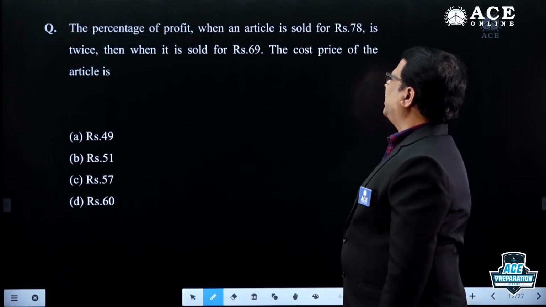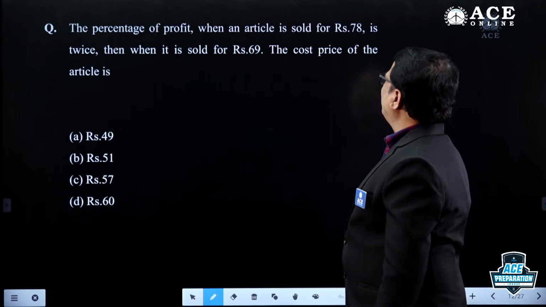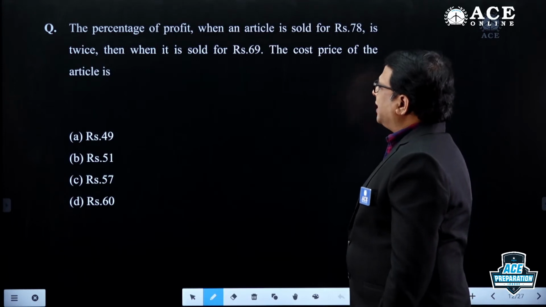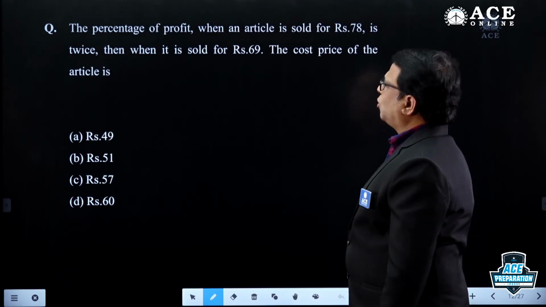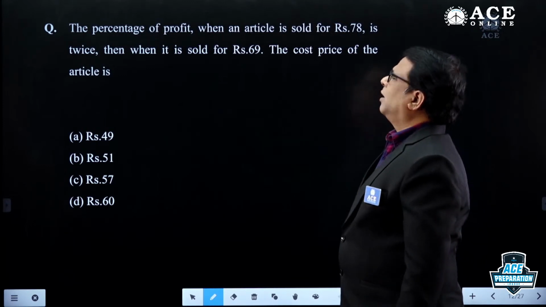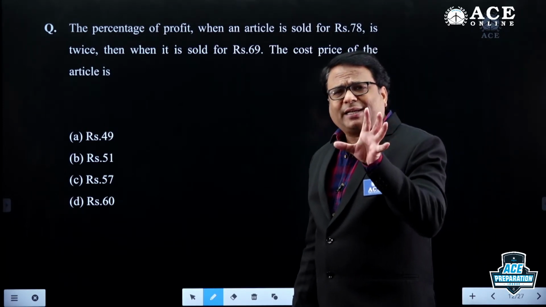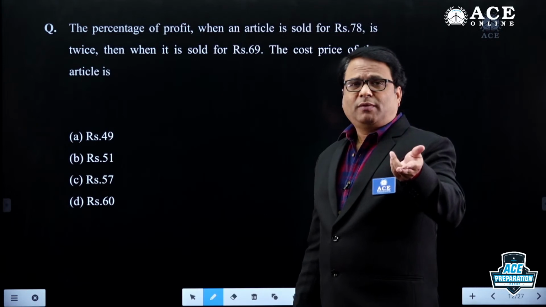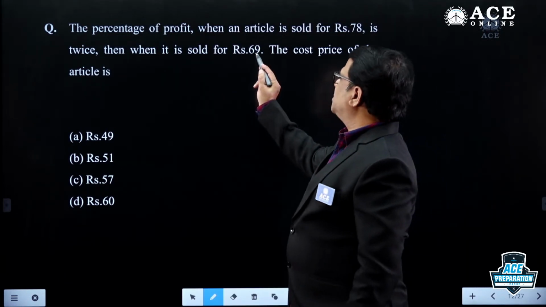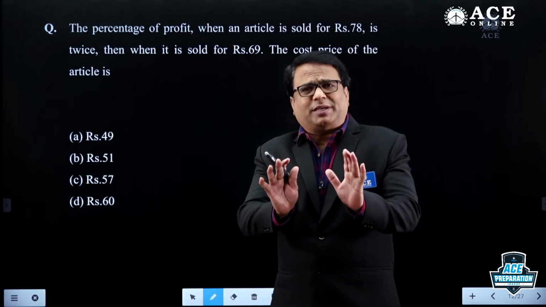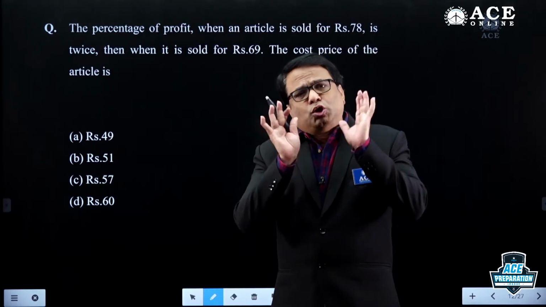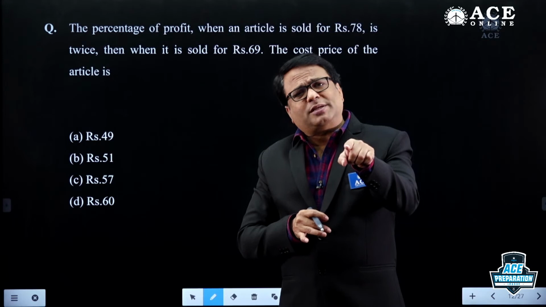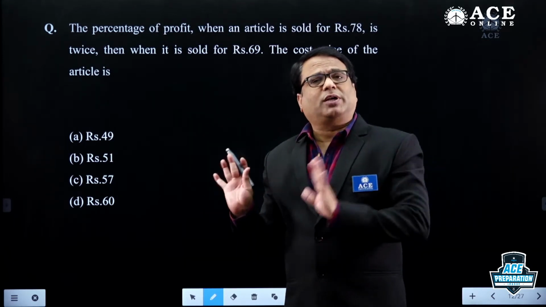The percentage of profit when an article is sold for rupees 78 is twice when compared to when it is sold for rupees 69. The cost price of the article is? Suppose if you sell an article for 78 rupees, then profit percentage will get doubled when compared to when selling price is 69. That is what is given in the problem.